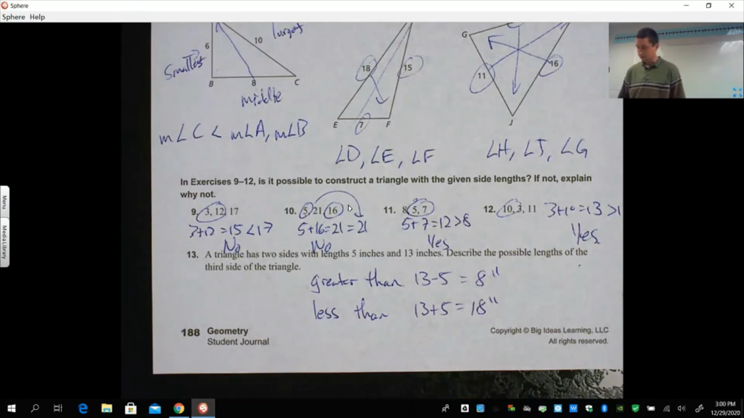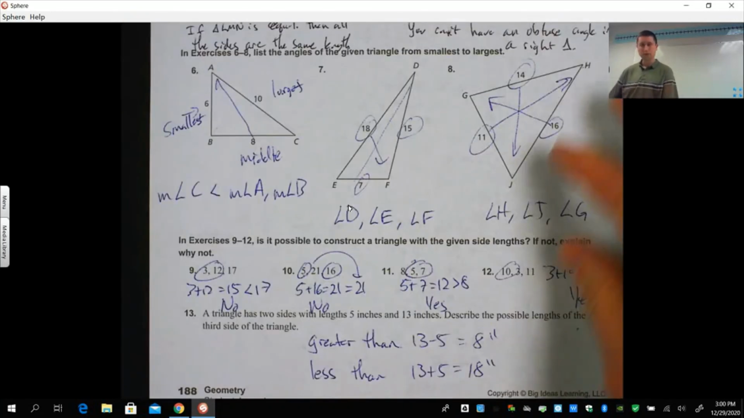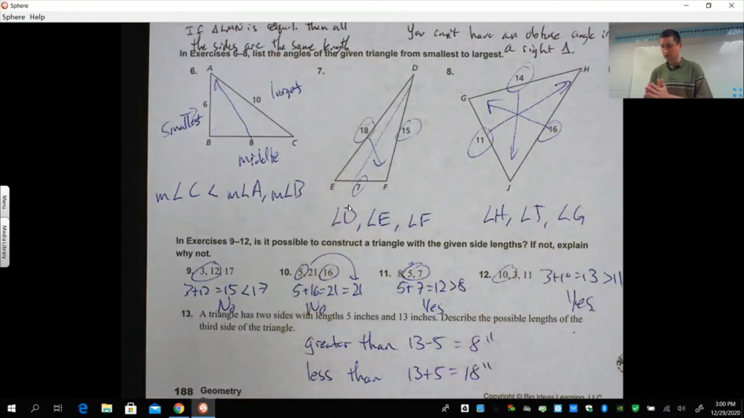Okay, so there's your main series of questions. I mean, there'll be a little bit more with these triangles and stuff, but remember always the sides are smallest to largest in relationship to the angles. So, a lot of good information here.